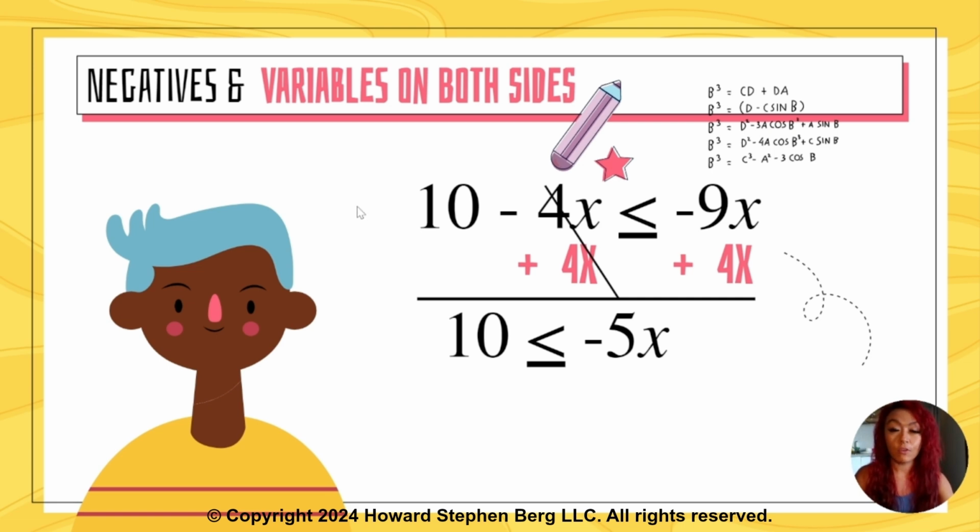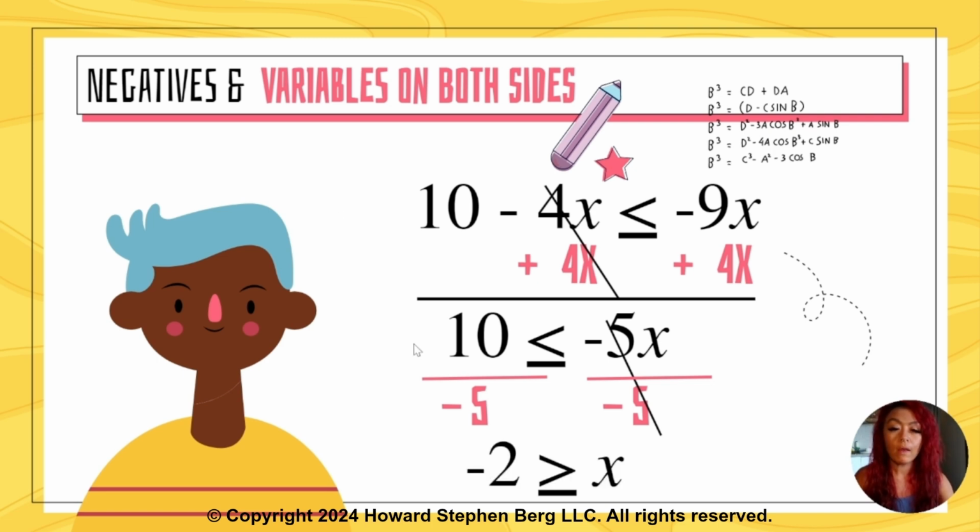Same thing, inverse operations, we divide both sides by negative 5. Negative 5's cancel out. And now we're left with negative 2 is greater than or equal to x. What do you notice happened here in this final step? Well, I notice that less than or equal to changed to greater than or equal to. Why is that the case?